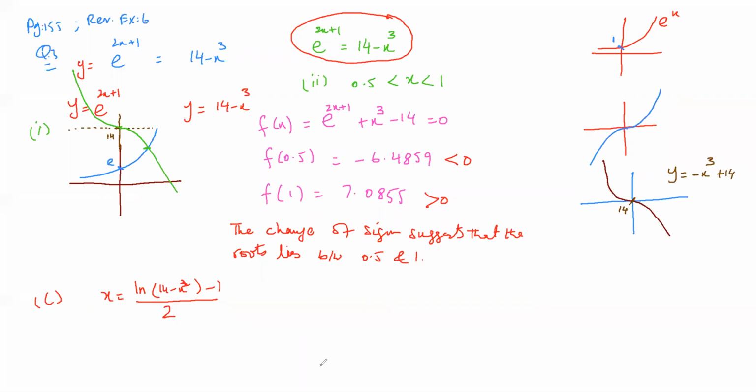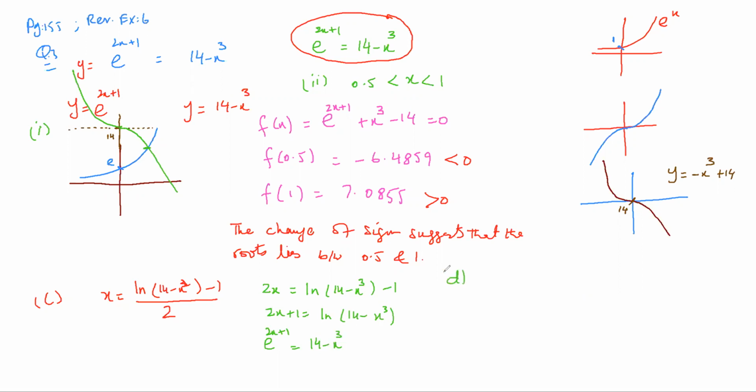So let me use this here. I'm starting with the cross multiplication: 2x equals ln of 14 minus x cubed, and then there is minus 1. I move this minus 1 to the other side, so 2x plus 1 equals ln of 14 minus x cubed. Then applying the inverse of ln gives e raised to power 2x plus 1 equal to 14 minus x cubed. So you have seen that we get the same equation.